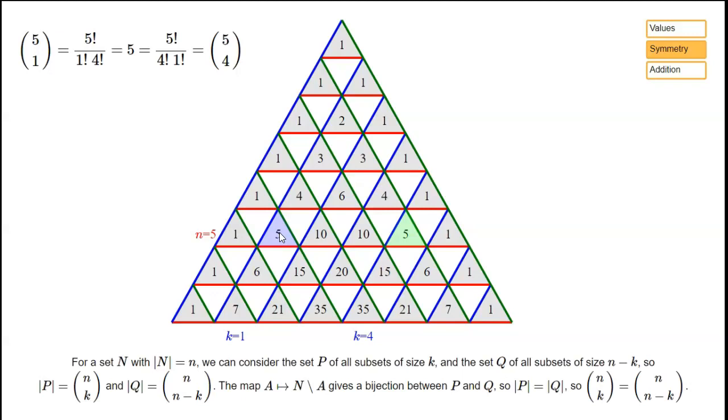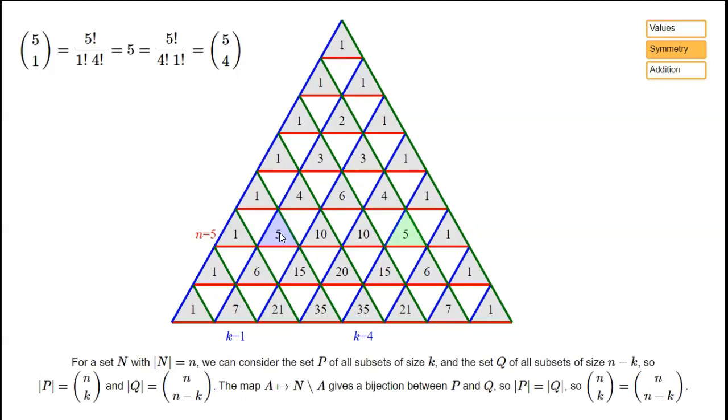If we've got a subset A of size k, then the complementary set n less A is going to have size n minus k, and the map that sends A to the complement of A is a bijection between the sets P and Q. And if you've got a bijection between two finite sets, then they must both have the same size.